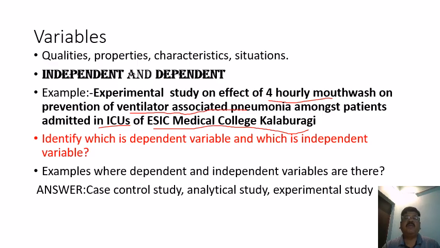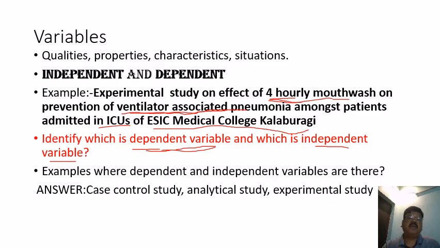Here you can see which is a dependent variable and which is an independent variable. Dependent variable is ventilator associated pneumonia. Why is it a dependent variable? Because it depends on how the bundle care is taken. And which is the independent variable? 4-hourly mouthwash is an independent variable, because we can modify it. We can do 5-hourly, 6-hourly mouthwash also. But ventilator associated pneumonia depends upon the bundle care we are giving that patient. So ventilator associated pneumonia is a dependent variable and 4-hourly mouthwash is an independent variable.